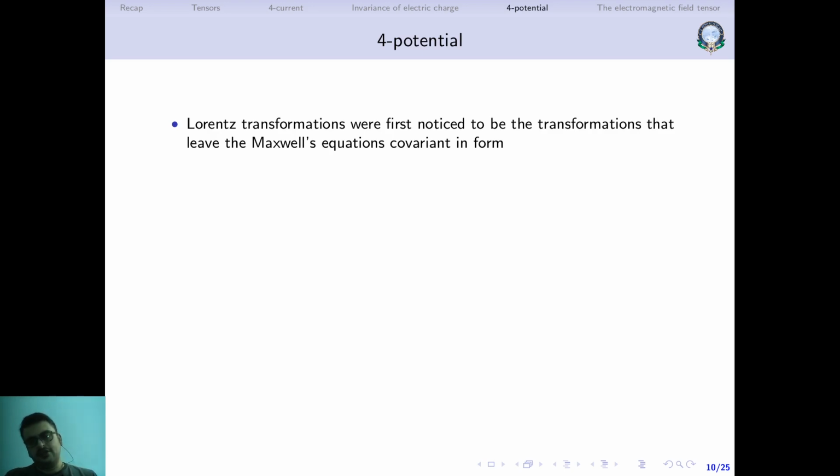So I have a transformation, and when you make one frame undergo this transformation to another frame, if the form of those equations remains the same in both the frames, then we say that these equations are covariant in form. And Maxwell's equations were found to be covariant in form with respect to the Lorentz transformation. So we'll use the Lorentz gauge condition because it places both the vector potential and the scalar potential on equal footing.